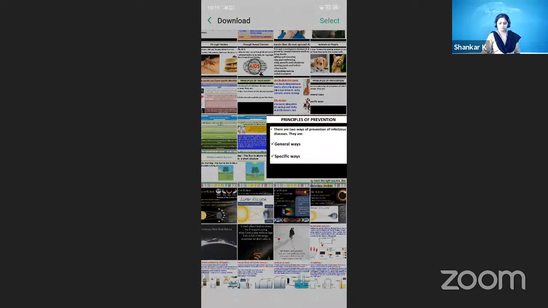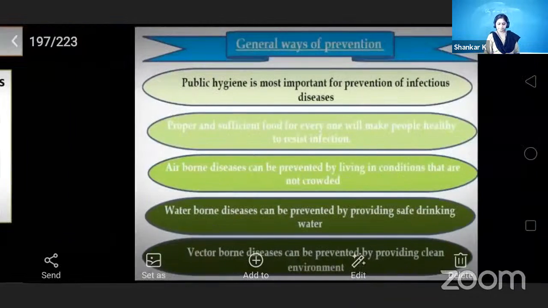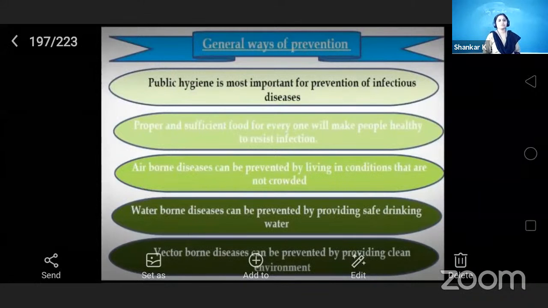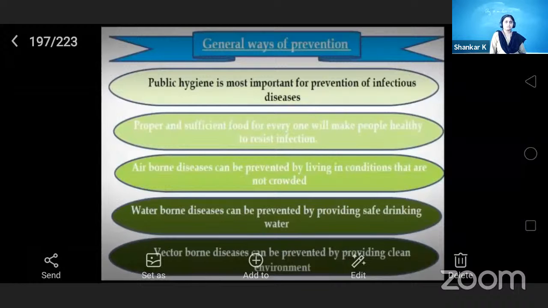This is what hygiene is. First one, public hygiene is most important for prevention of infectious diseases. And proper food usage. Every day we should have proper food, a balanced diet.